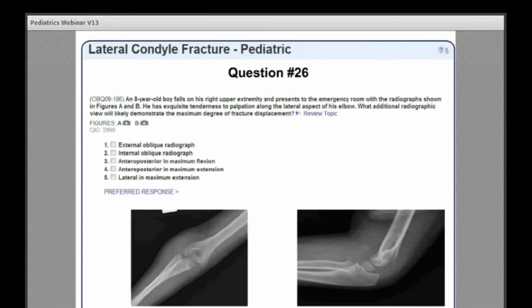You can see just a hint of a fracture line in the metaphysis proximal to the capitellum and the lateral condyle, which many times on the AP film is very difficult to detect. Similarly, on the lateral x-ray, it's very difficult to see the displacement of the fracture.